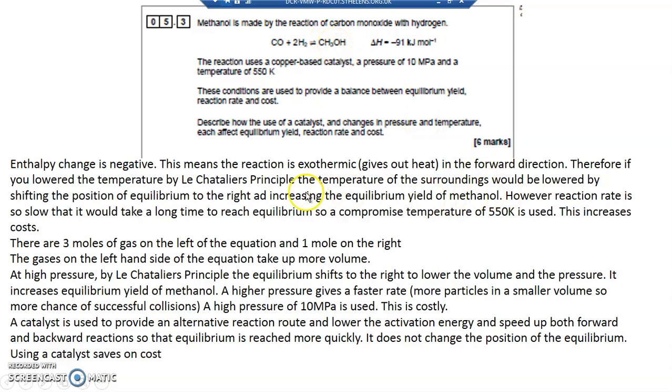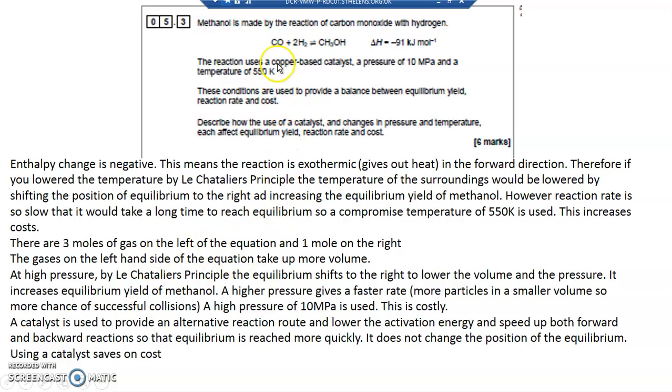However, at a very low temperature, the reaction rate is so slow it would take such a long time to reach equilibrium, so a compromised temperature of about 550 Kelvin is used. So by using a higher temperature, that's going to increase the cost compared to using a lower temperature. Now there are 3 moles of gas on the left hand side, 1 carbon monoxide and 2 hydrogen, making 1 mole of methanol.